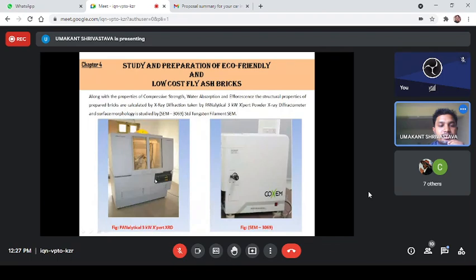The XRD, X-ray diffraction study of the brick samples is taken with the help of a PANalytical 3 kilowatt Expert XRD machine, and the SEM analysis is done using a SEM 3069, which has a tungsten filament.